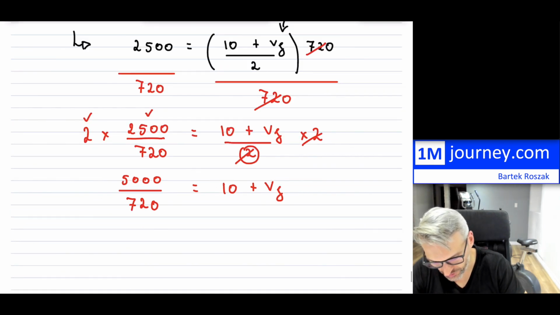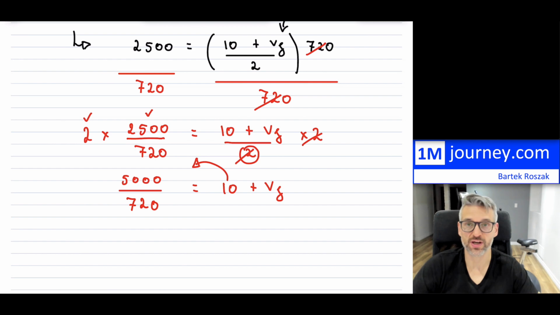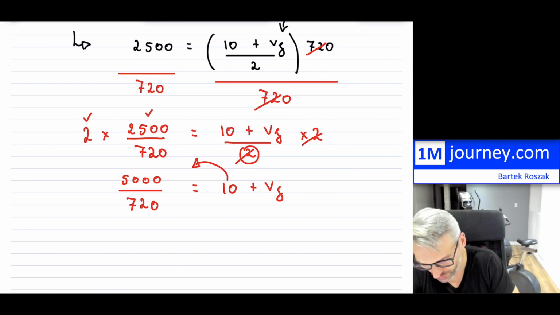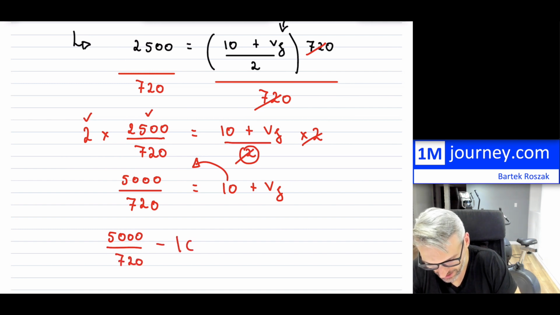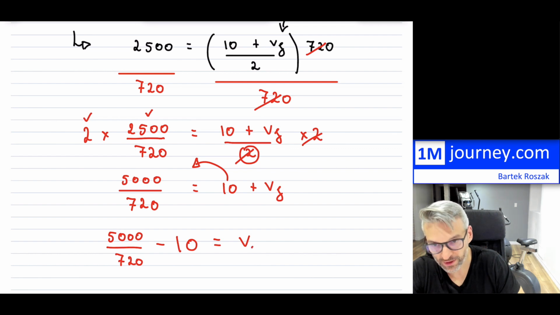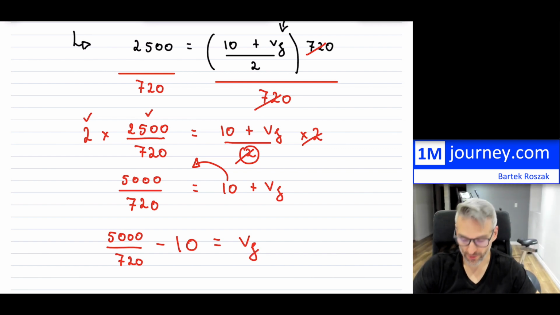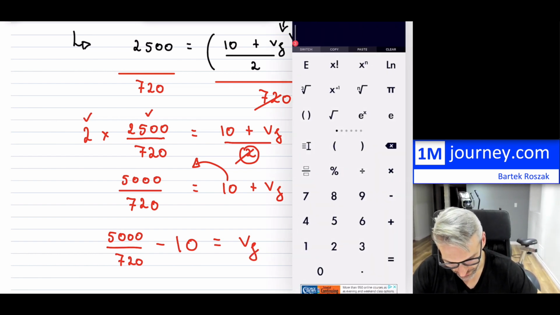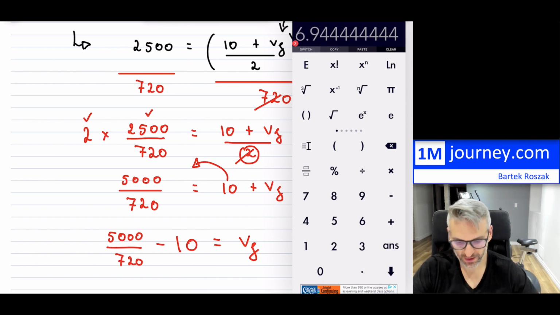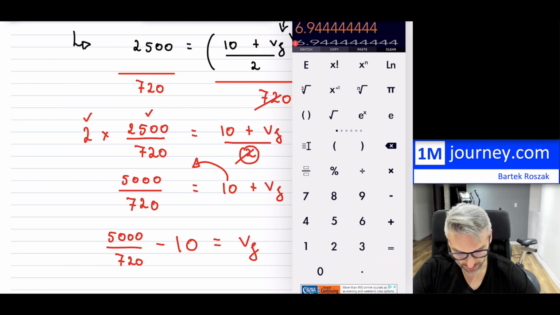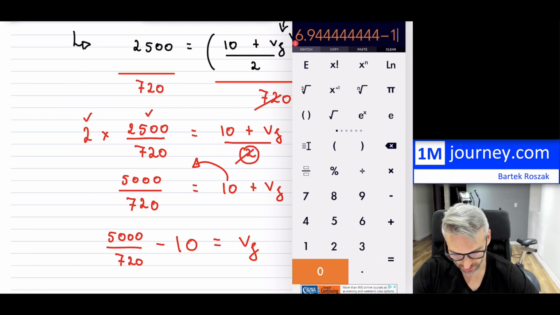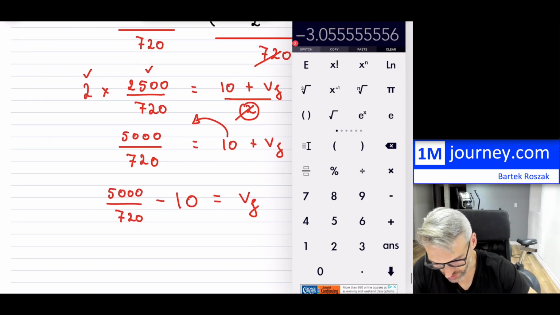And now all I have to do is just move this 10 over to the other side, meaning subtract the 10 from both sides. So that's going to be 5,000 all over 720 minus 10 is equal to VF. All right. So now let's plug that in. 5,000 divided by 720. Now my calculator has this, and I don't have to actually write it down. I'm just going to take this answer and then subtract 10 from it, and this will give me my answer.